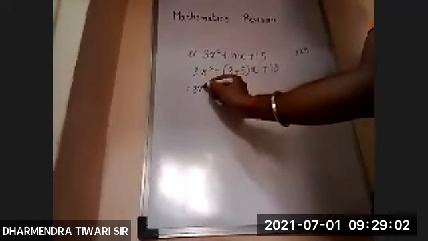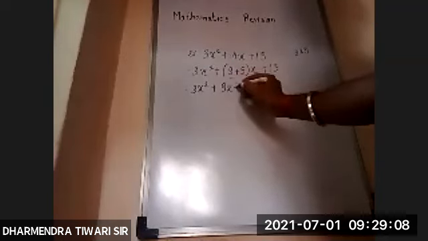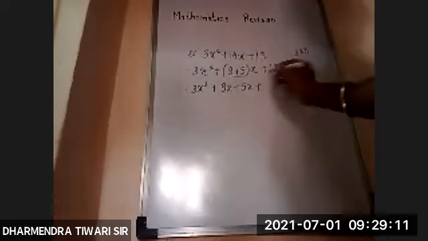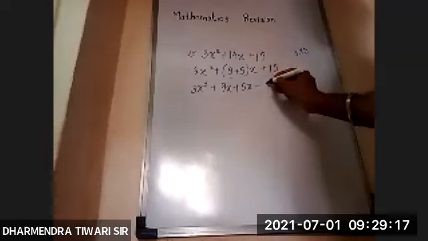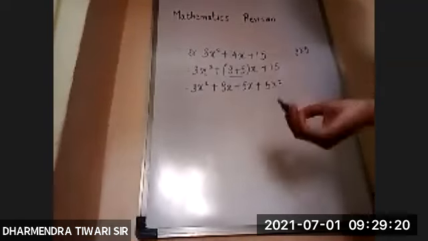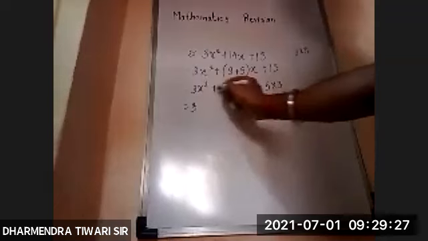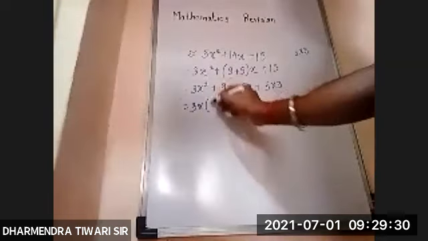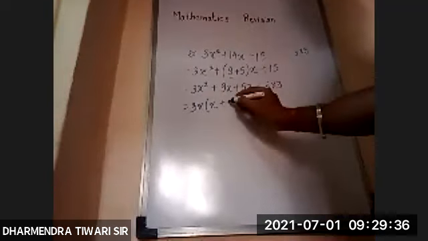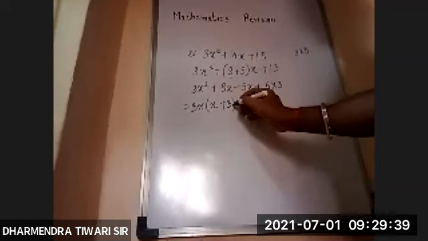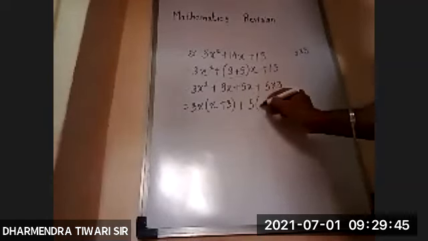So 3x square plus, open the bracket, 9x plus 5x plus 15, which can be written as 5 into 3. You can do that or keep it as it is, no problem. Here we can see that 3x can be taken out. What will remain after taking 3x common? X will remain. From 9x, only 3 will remain. 3x into 3 is 9x. Yes, it is satisfying. Plus, I'm taking 5 common. What remains? X plus 3.